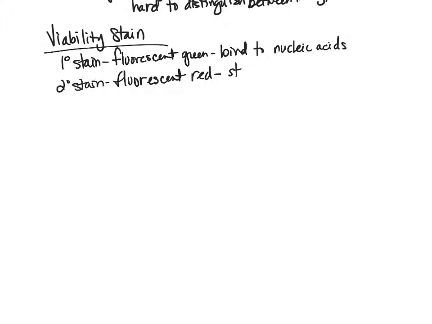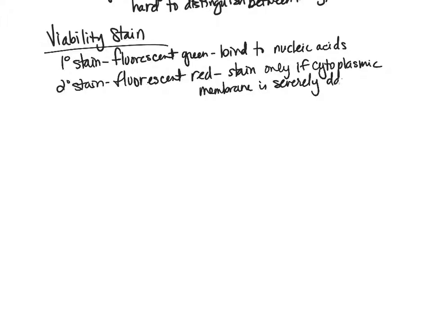And this fluorescent red is going to stain only if the cytoplasmic membrane is severely damaged. And this is because that red stain is only going to be able to infiltrate that plasma membrane if it is damaged. So if we utilize these stains and then we do a direct cell count, we can see where we have our green nucleic acid, which means that something's alive. And then we'll have our secondary stain, which is where we have our red stain, which is only when the cells are damaged.